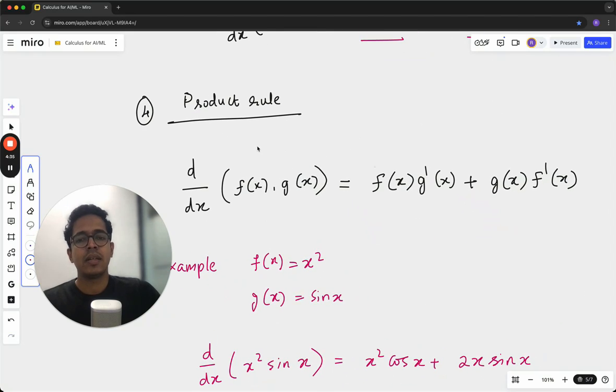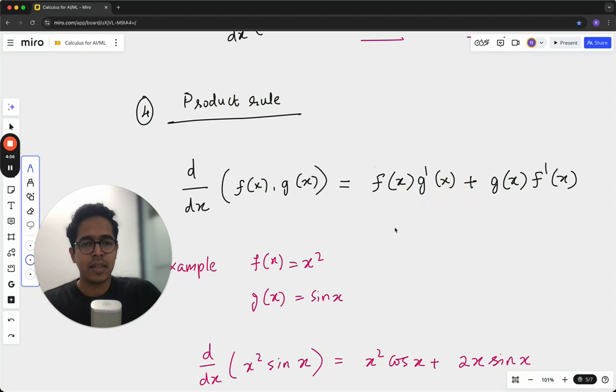Then comes probably the second most important rule, I would say, before the chain rule, which is the product rule. Actually, there is one more rule. The division rule is also there. So d by dx of f of x times g of x is equal to f of x times g prime of x plus g of x times f prime of x, right? So you take the f of x and then take the derivative of g.